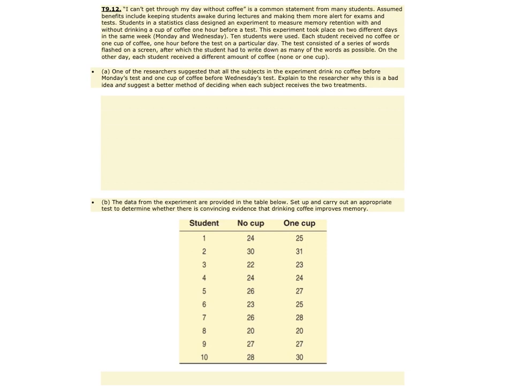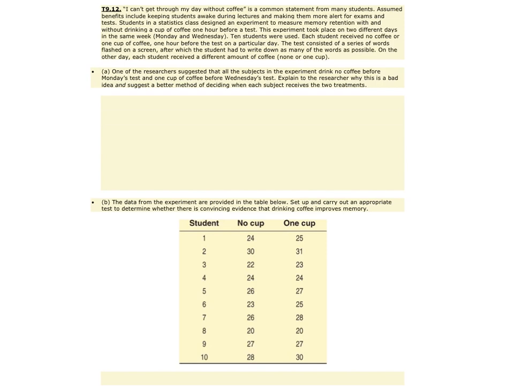Each student received no coffee or 1 cup of coffee 1 hour before the test on a particular day. The test consisted of a series of words flashed on a screen, after which the student had to write down as many of the words as possible. On the other day, each student received a different amount of coffee, none or 1 cup. Part A here. One of the researchers suggested that all the subjects in the experiment drink no coffee before Monday's test and 1 cup of coffee before Wednesday's test. Explain to the researcher why this is a bad idea and suggest a better method of deciding when each subject receives the 2 treatments.